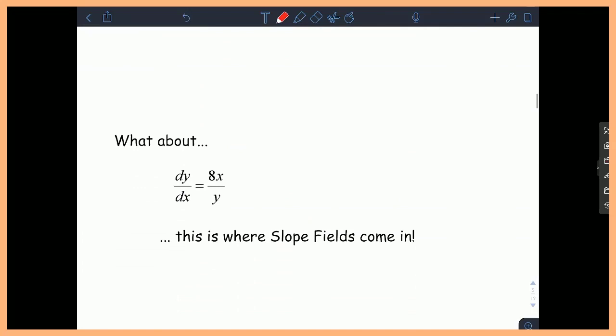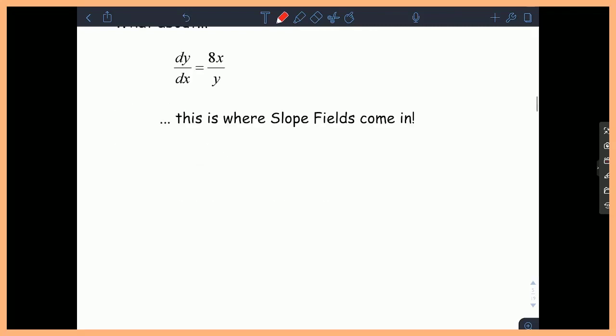So what happens if you get something that looks like this? A very common differential equation: dy/dx equals 8x over y. We have no idea what the solution to this equation would look like. We cannot find it at this time; you need more knowledge to find it. But this is where slope fields come in. Slope fields can be constructed to give us information on what the solution to this differential equation would look like, even though we can't actually solve it.